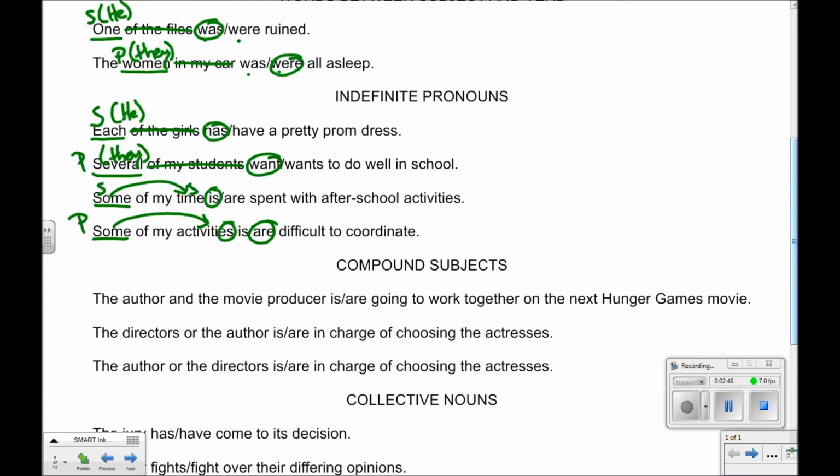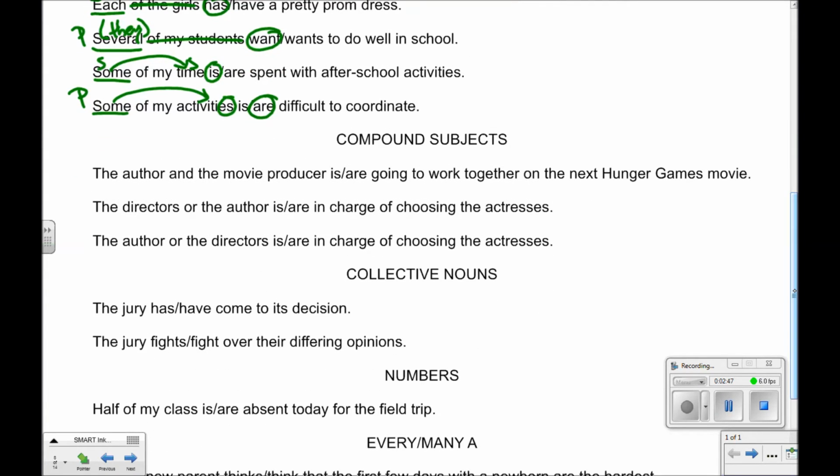Moving on to compound subjects. The author and the movie producer. When I have 2 subjects here, author and producer, I need to look at the conjunction. These 2 are joined by and, which means it's always plural. So you can plug in the word they, and I would say they are.